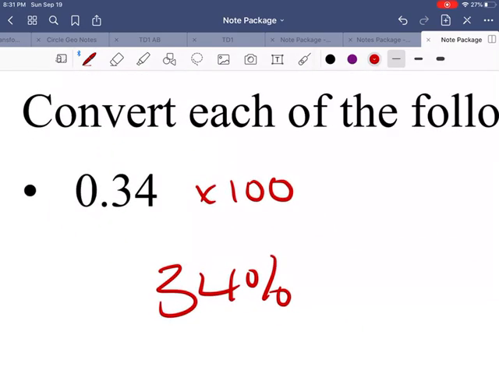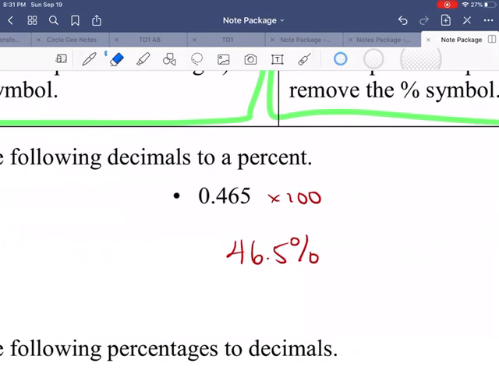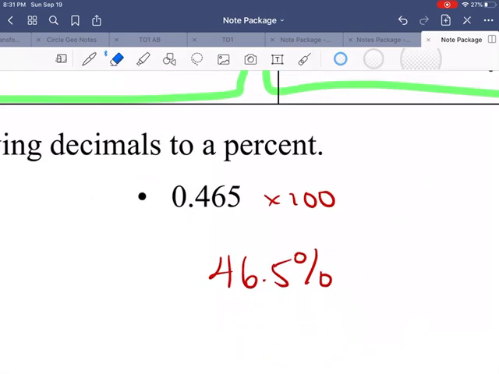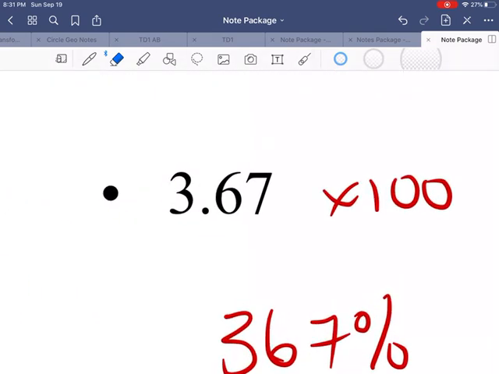Now, if we look at the decimal a little bit closer, we'll just revisit this one. This 4 is in the hundredths column, so this is out of 100. And like we said, percent means out of 100. So 34 out of 100 is 34%. Same thing with our next decimal there. This is where the hundredths column is, so that would be 46.5 out of 100, so 46.5%. And our last one, this is 367 out of 100, so 367%.